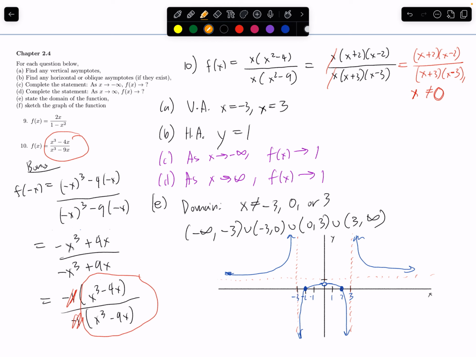So now looking at the graph, it makes sense, right? Because this guy is symmetric across the center. You see that? Symmetric over that center line.